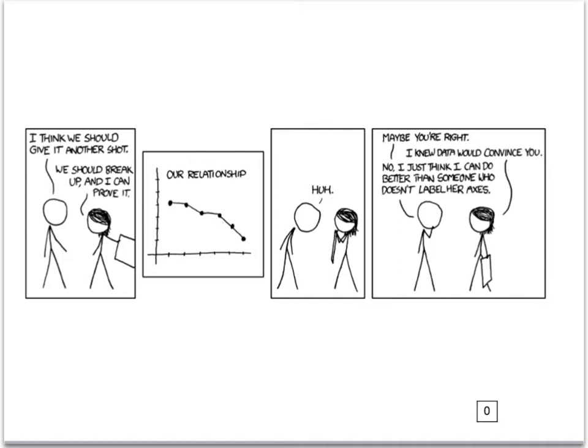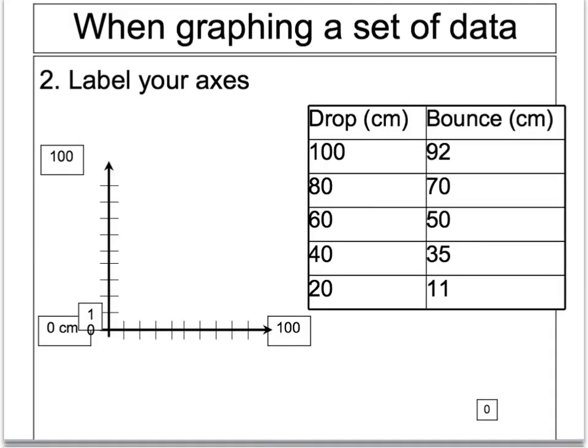So if you look back at her graph, her axes have no labels. I have no idea what these parts of her graph mean. And so when you make a graph, you will always label your axes. And I will show you next how to do it.